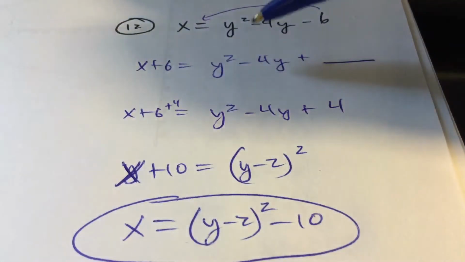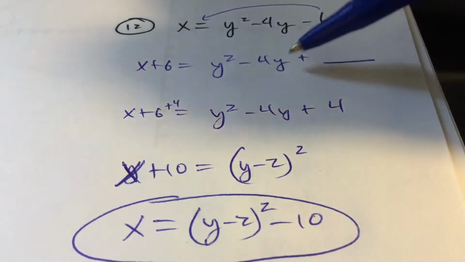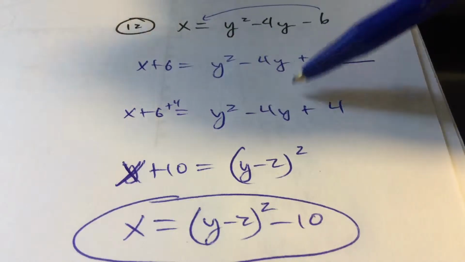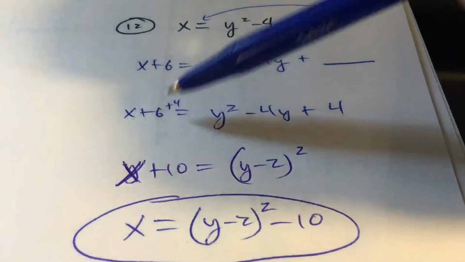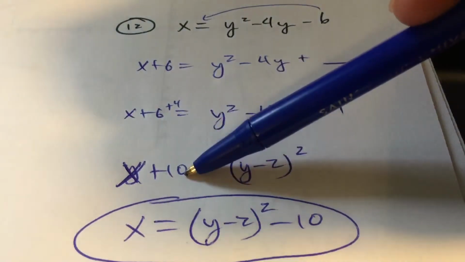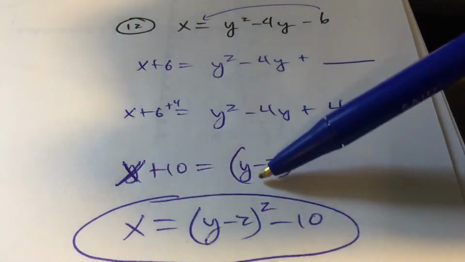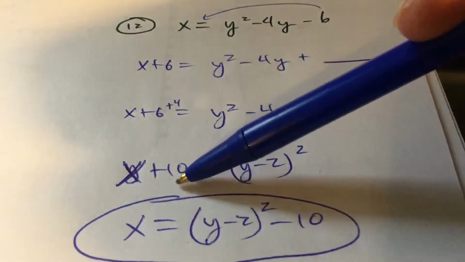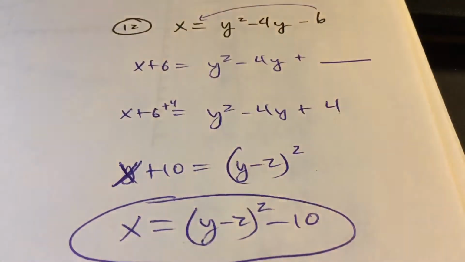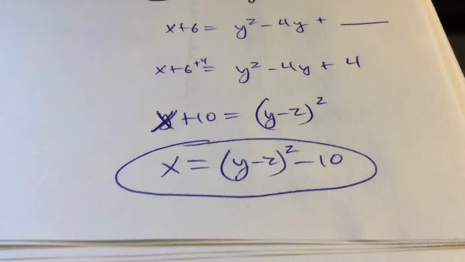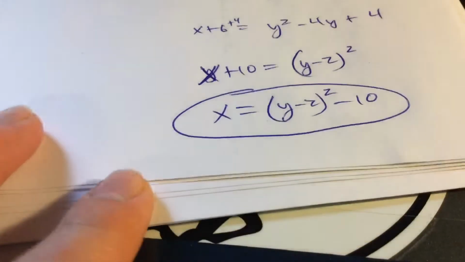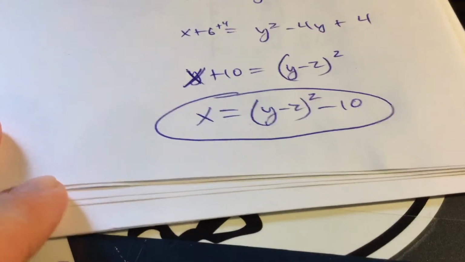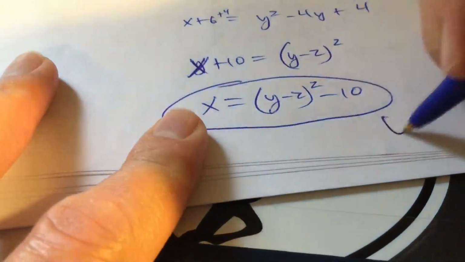So you have x plus 6 equals y squared minus 4y plus. I take half of negative 4, which is negative 2, and I square it. So I put a 4 there, and I put a 4 there. That gives me x plus 10 on the left. This factors to be y minus 2 twice, so squared. And then I move the 10 over. All right, so now my vertex form is not going to be 2, negative 10, but negative 10, comma 2.